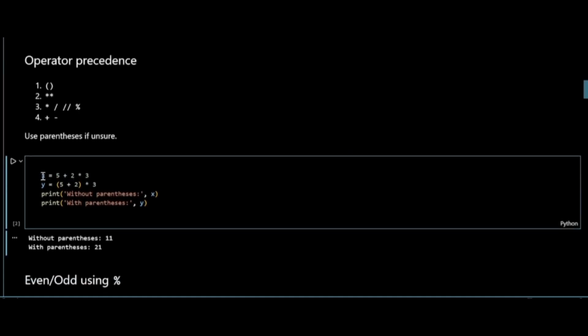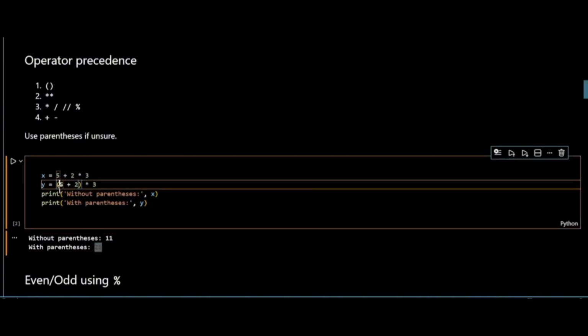So here is an example that shows how it works. We have x, which is equal to 5 plus 2 into 3. Here, according to precedence, we know that plus has a lower precedence, so we will have the multiplication first, which will result in 6, and 6 plus 5 is 11, and that's the answer in x, you can see.